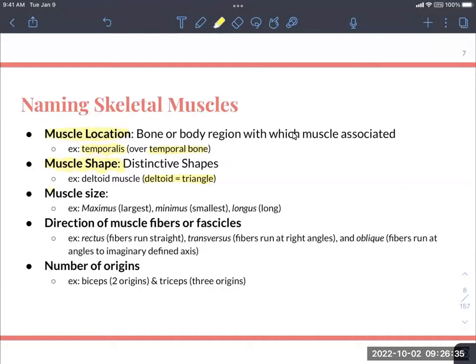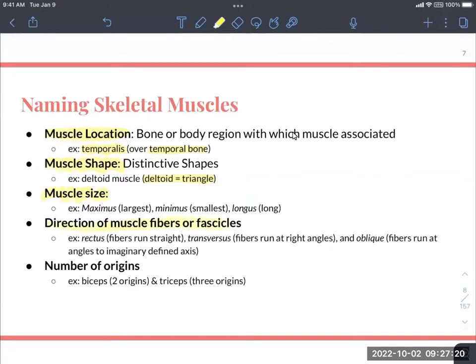Could be the size. Like your gluteal muscles. You have a gluteus maximus, gluteus minimus. We also have a gluteus medius. They're based on how big or small they are. Or adductor longus. It's one of your adductor muscles on the inside of your leg, that medial portion. Those all are based off of their size. We also have an adductor magnus. That's how big it is.